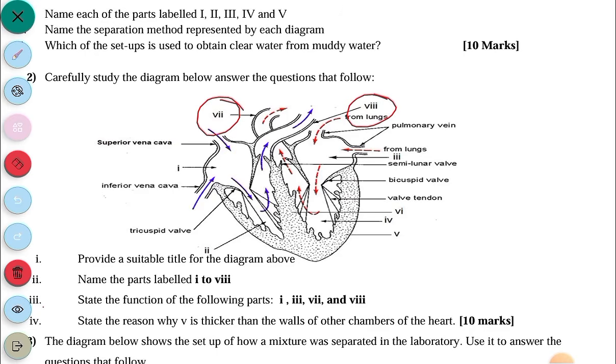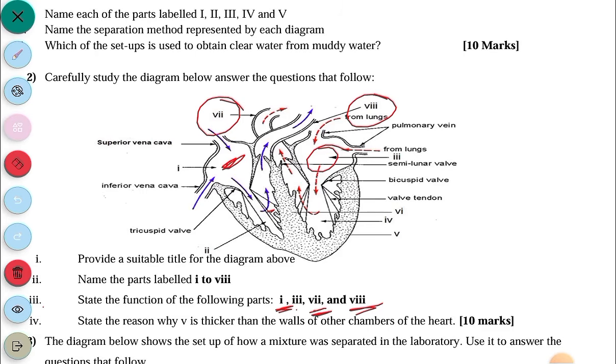Then the third question is, state the function of the following parts: I, vein II, and then vein III. So I, which is the right auricle, the function is it receives deoxygenated blood and sends it to the right ventricle. So this I, receiving deoxygenated blood, that is blood that contains carbon dioxide. Then III, which is the left auricle, it receives blood from the lungs to the left ventricle.